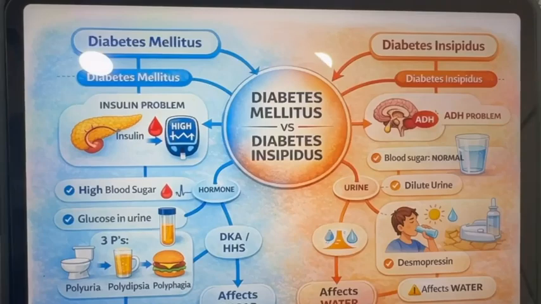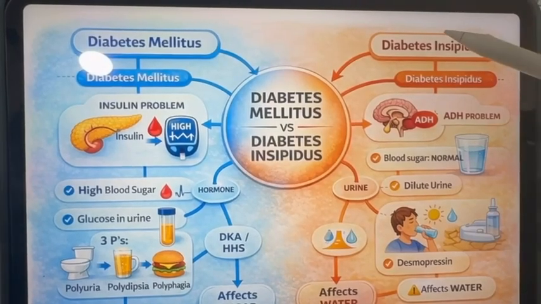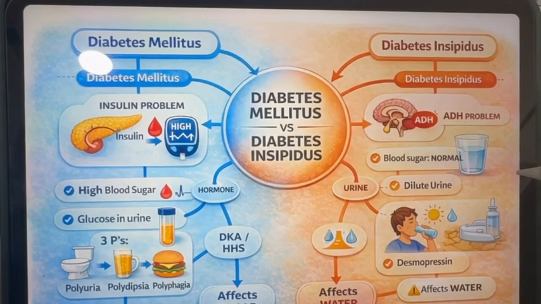Now, diabetes insipidus. What is diabetes insipidus? This type of diabetes has got nothing to do with blood sugar. This diabetes is having a problem with ADH. That's our antidiuretic hormone. And somebody might ask, what's the job of ADH? The ADH regulates body water balance, which means that it tells the kidneys to hold on to water.